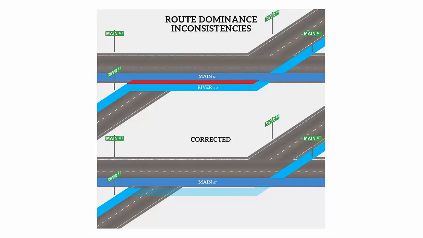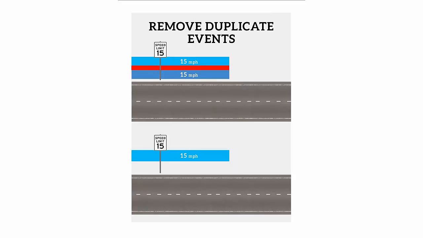So the next function is route dominance inconsistencies. This is going to analyze the route concurrency properties in your network. It's going to draw an event layer for you that shows you where you have concurrency. And then if you choose, it can further analyze that and tell you where you have event data that's not assigned to the dominant route. We find most DOTs prefer event data assigned to the dominant route, so this is a great way to see if something has gone sideways in that editing process.